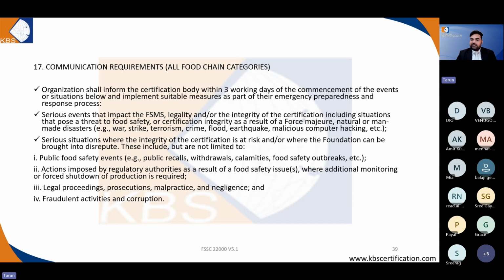What will be the next? That is the second thing. Maybe they will come again to verify your process, what happened, why it happened, and then they will give you a decision: either you can continue the FSSC, or maybe we need to withdraw it.